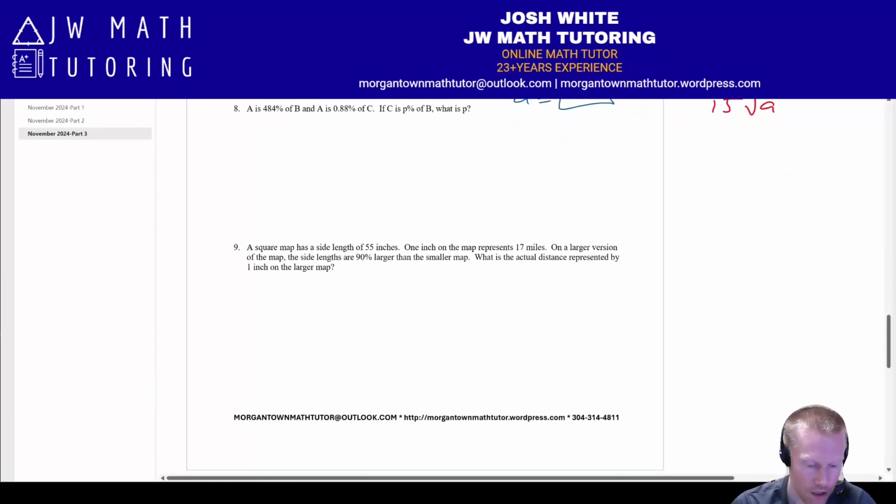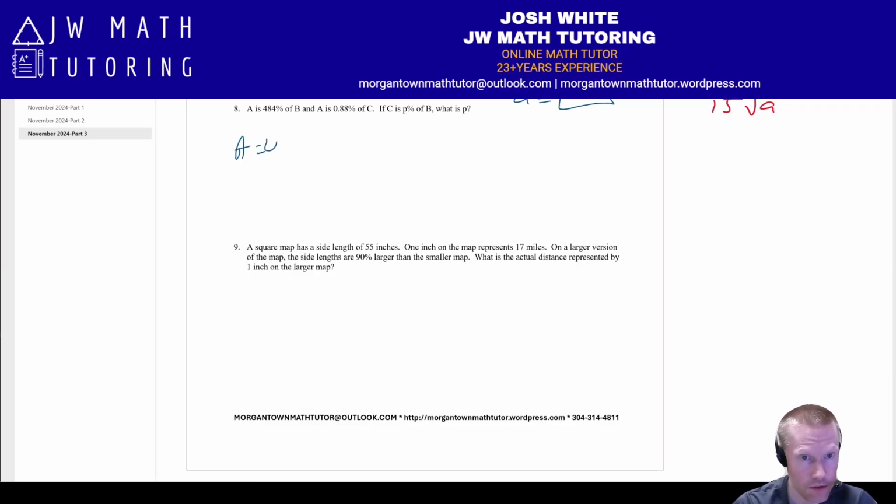All right, next up, question number 8. Here we have another percentage question. Basically, they tell us that A is 484% of B, so A is 4.84 times B. And we know A is 0.0088 times C, because it's 0.88%, and then you divide by 100, move the decimal place over 2 more spots. Okay. So now the question's asking about C as P percent of B.